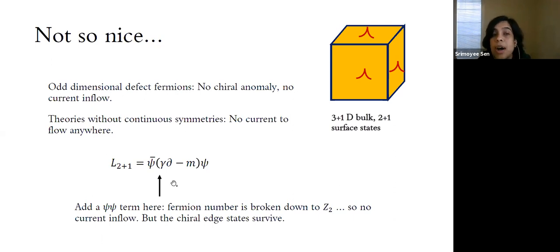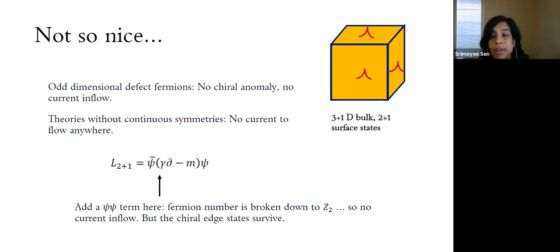Similarly, you could take the 2+1D domain wall theory that I showed you, and you could add a fermion number breaking term to the Lagrangian, which looks like psi psi, for example. That would break fermion number down to Z2, and you would lose the fermion number current; there won't be any continuous chiral symmetry to talk about either. However, if you actually solve the system in the background of a domain wall for the Dirac fermion mass, which is this one, you would see that your chiral edge states are still stable.